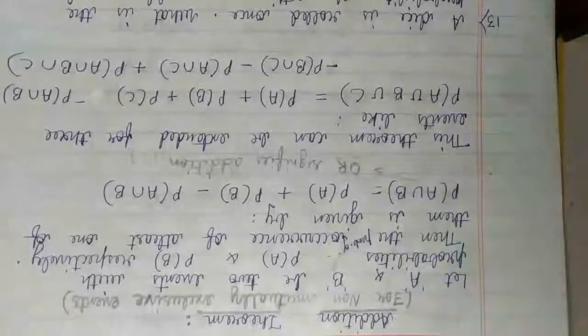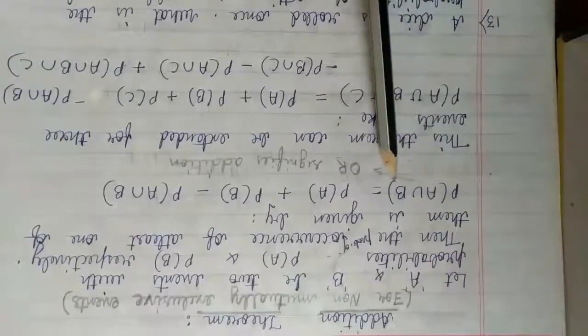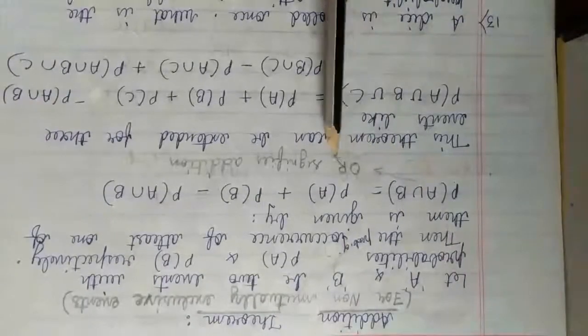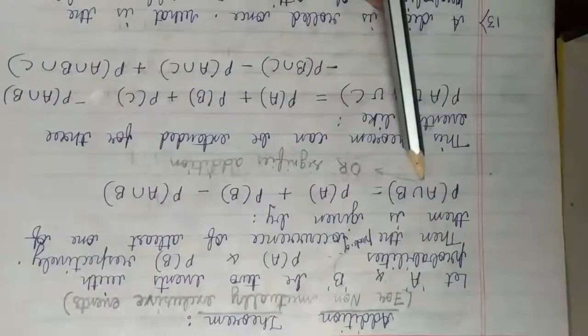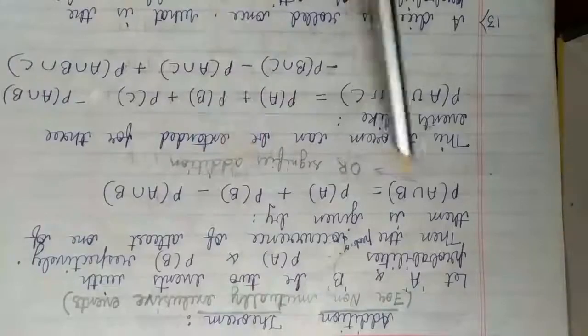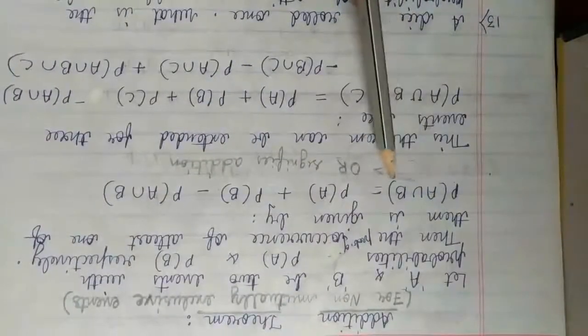And our addition theorem was like this. Probability of A union B, that is union. Union also signifies or. So whenever this event happens or this event happens, you have to use the union sign, and it signifies addition. That is why it is known as addition theorem.